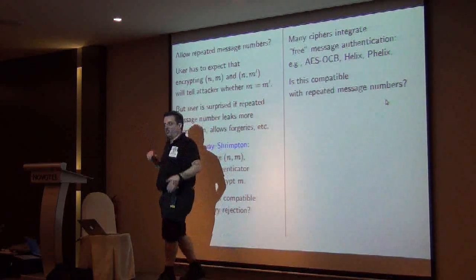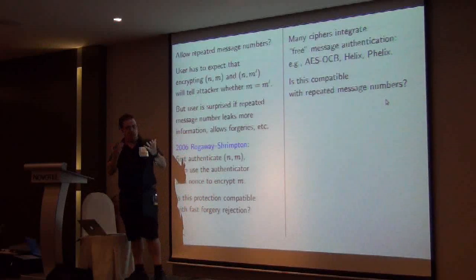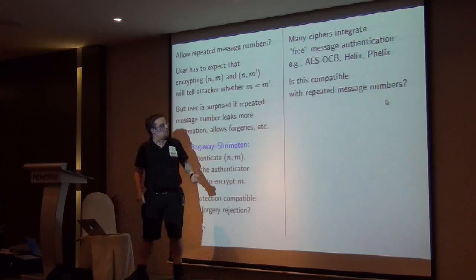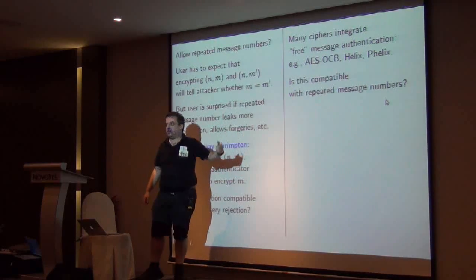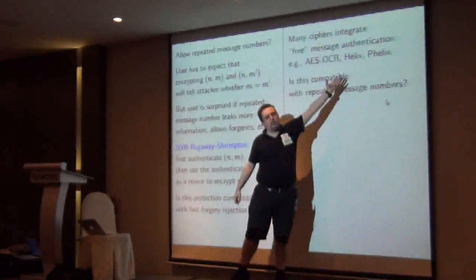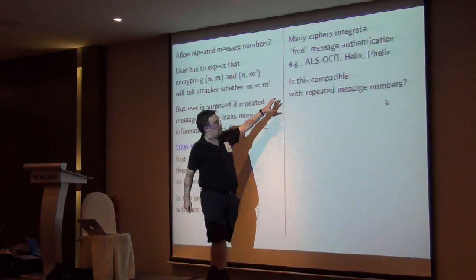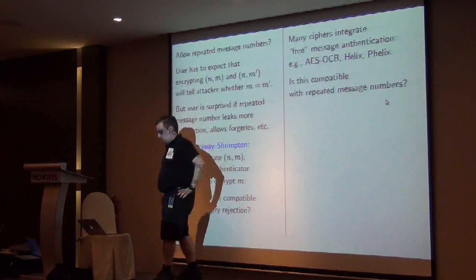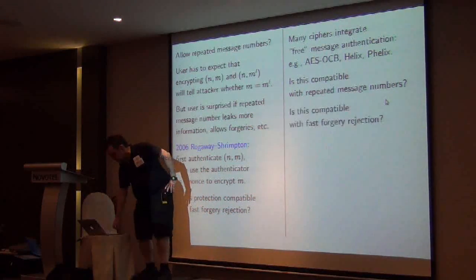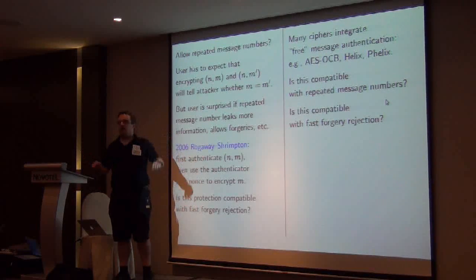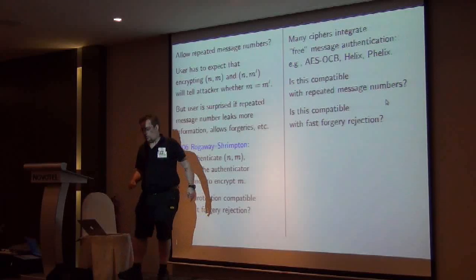Obviously, the data flow has to change, but can you do this efficiently and have some very fast, lightweight, good performance, integrated, authenticated encryption mechanism, whether it's some mode like OCB or something designed all at once like Helix or Phelix, in a way that's not broken by the message number being repeated? Can you do it in a way that allows forgeries to be rejected quickly? I don't know. Maybe there's a good way to do this.